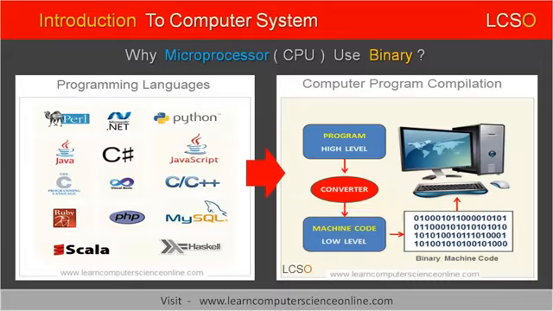The compiler is used to translate the high-level program into low-level machine code in binary. This conversion process is called the program compilation.